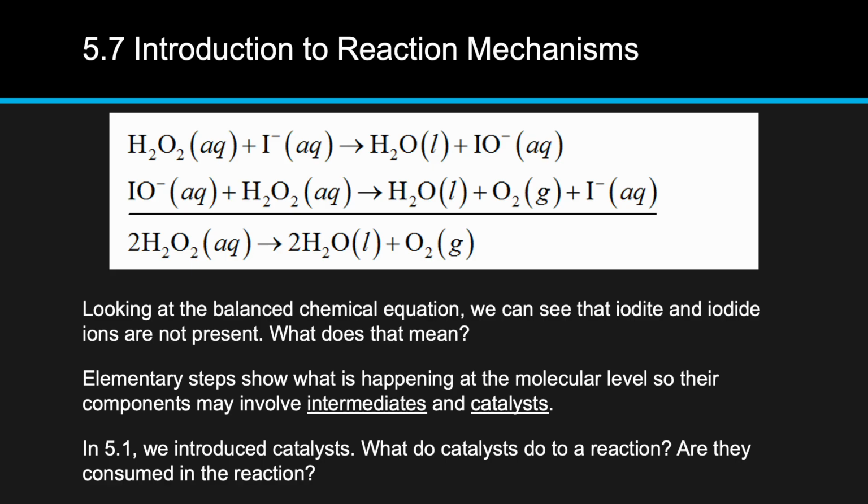In this mechanism, we can see that IO negative is the intermediate because it's made in step 1 and then used in step 2. And we can also see that we have a catalyst here because we have something that is introduced at the start of the reaction and comes out the same exact way. Remembering back to 5.1, we talked about catalysts, and we know that catalysts are regenerated, meaning they're not actually consumed. They're just going to lower the activation energy and increase the rate in turn. So by looking at this mechanism, you should be able to identify that IO negative is our intermediate and I negative is the catalyst.